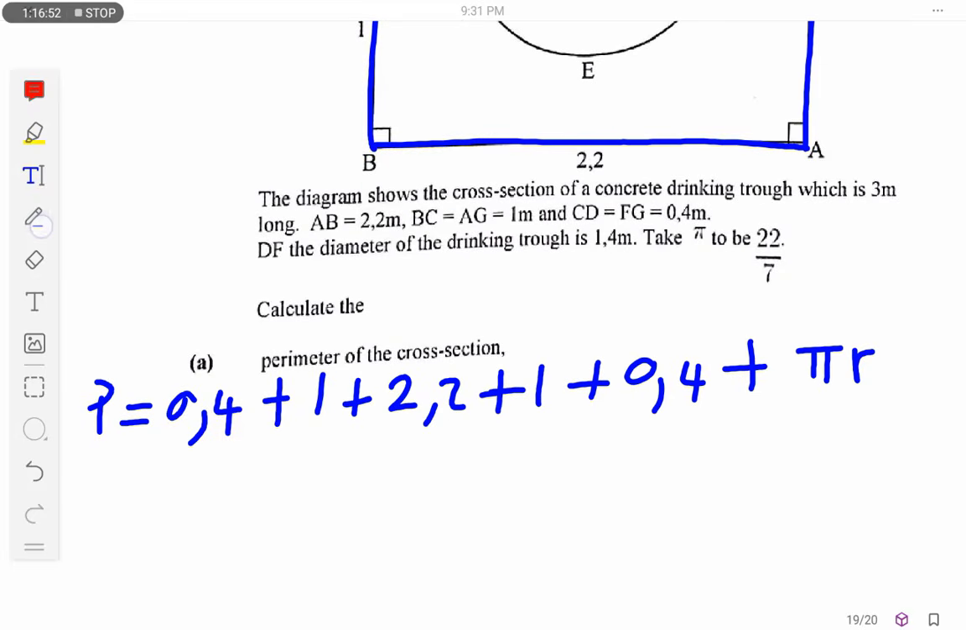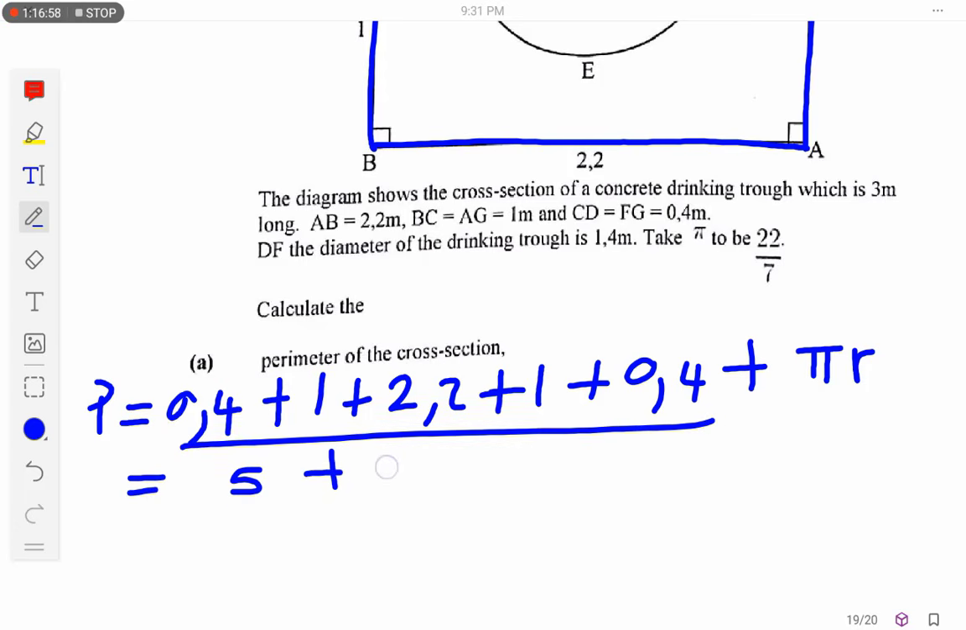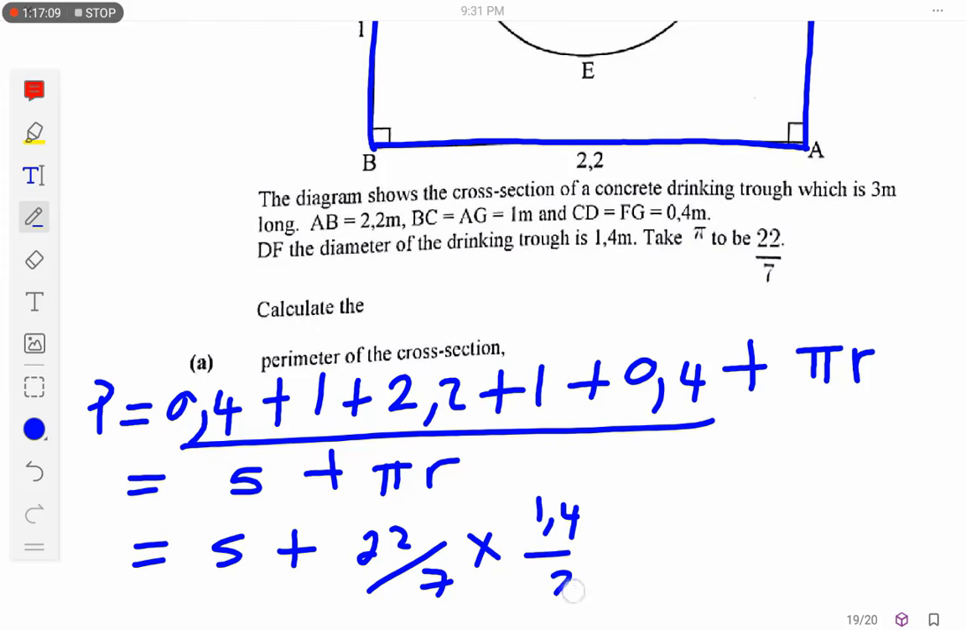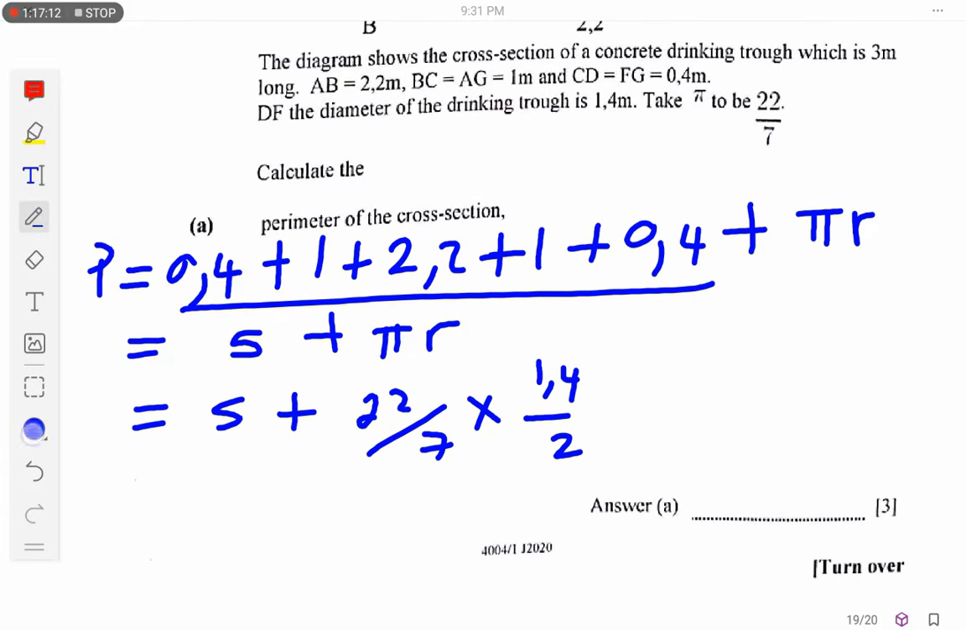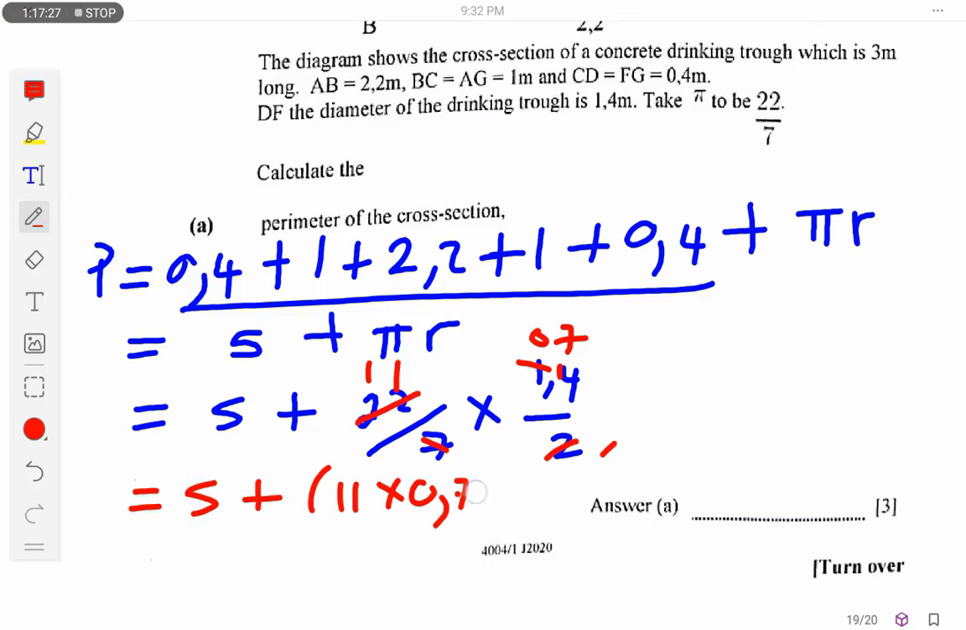So let's add. If we add for this, we get 5. Then we say plus pi r there. This is equal to 5 plus pi, which is 22/7, times r, which is half of 1.4, that's 1.4 over 2 there. Okay, let's simplify. So if I simplify this, I get 22, 2 here, 11, and I'll get 7 there, 0.7 there. So I have 5 plus 11 times 0.7 there. So I'll get 7.2 centimeters. That's my perimeter, 7.2 centimeters.